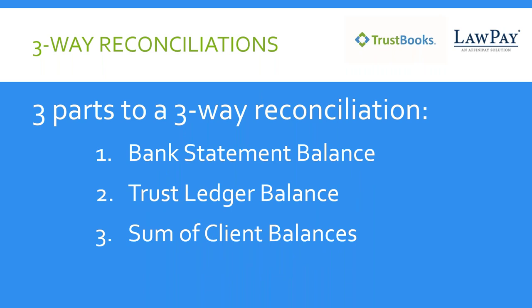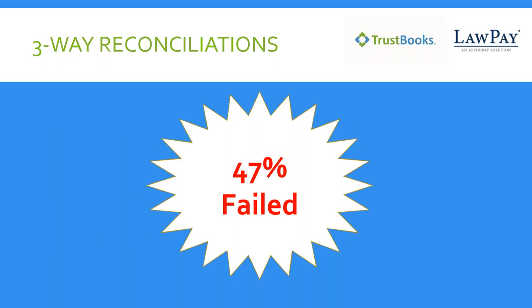And so real quick, before I get into the stat, here are the three parts. What we're doing here is reconciling our bank statement to our trust ledger to the sum of our client balances. So let me repeat that. The three parts to this three-way reconciliation: bank statement, trust ledger, and the sum of my client balances. And I'll show you why this is important, but right here is our stat.